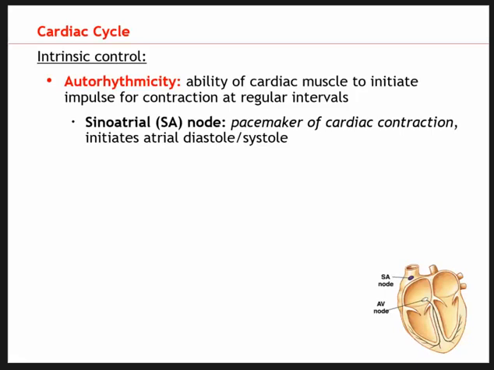So what is the SA node? We see it in the picture right here. It's at the very top of the right atrium. It's made of specialized cells that have the ability to spontaneously produce an action potential. It's the pacemaker of cardiac contraction. It initiates when the chambers relax and when they fill. So this node controls everything.